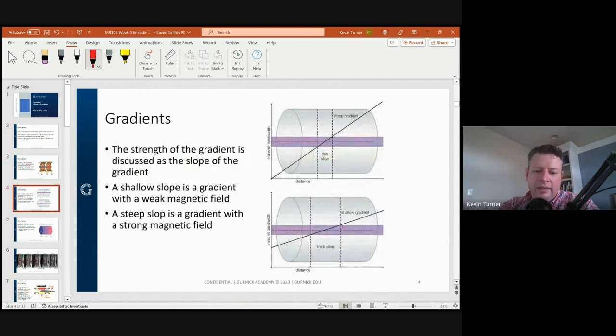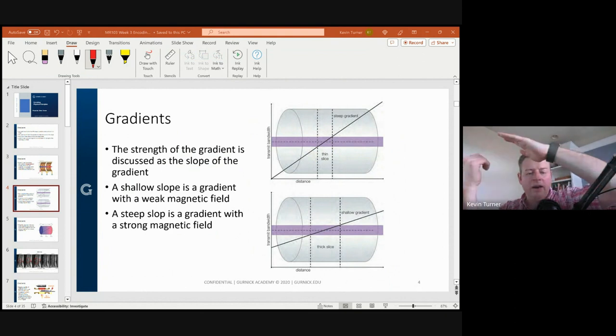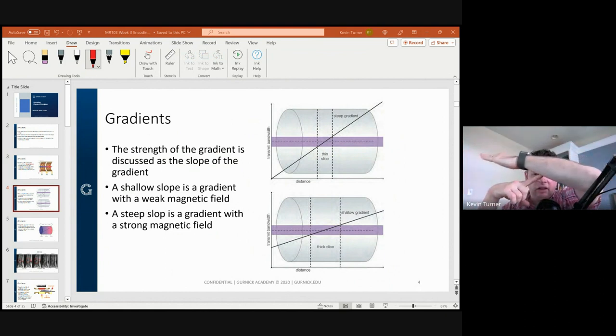So we call it a gradient because it changes the magnetic field linearly. What I mean by that is that when a gradient is turned on, I like to think about it like it's a seesaw. The magnetic force in the middle of the magnet never changes. When I turn on a gradient, it's going to make one side of the magnet stronger and one side of the magnet weaker. I can use different strengths. I can make it stronger and stronger, or weaker and weaker. So gradients don't turn on to the same strength every time. They have different amounts of strength simply based on how much electricity we put through the coils of wire.